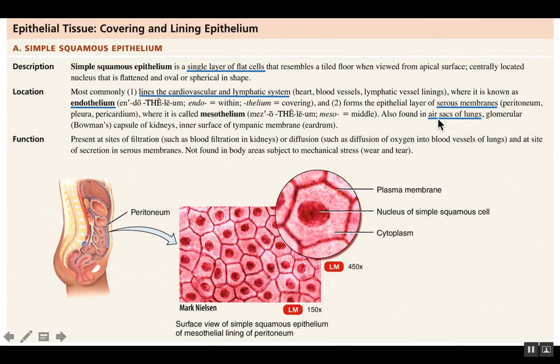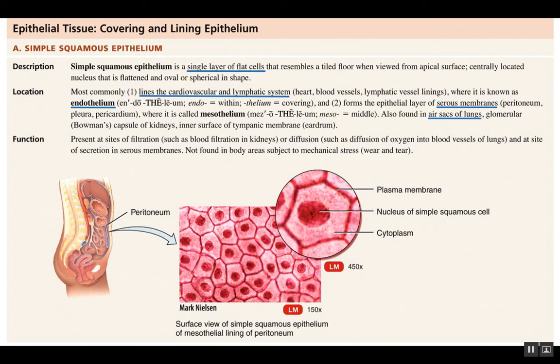And then finally, a really important area where you find this is in the air sacs of your lungs. The air sacs of your lungs are known as alveoli. That is A-L-V-E-O-L-I. Alveoli. The alveoli of your lungs are the little tiny air sacs. And if you think about what has to happen there, it should make sense as to why this needs to be a simple squamous epithelium.